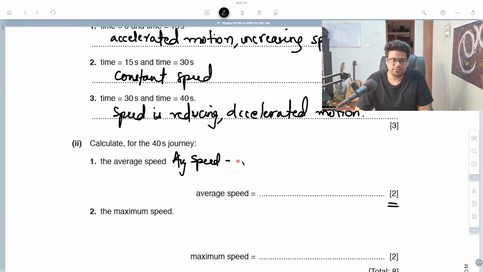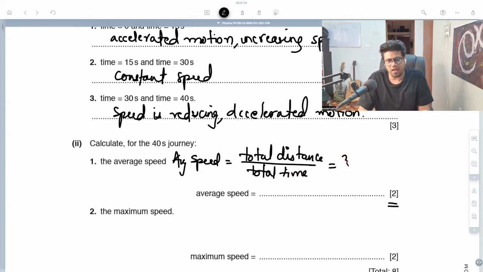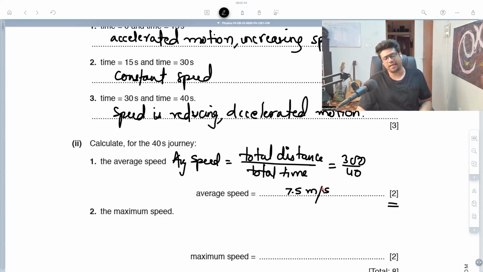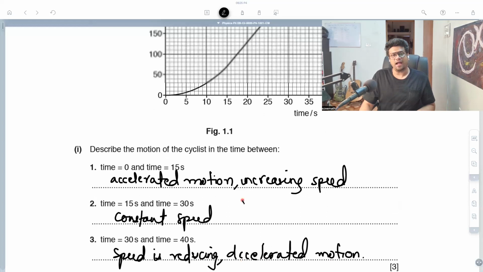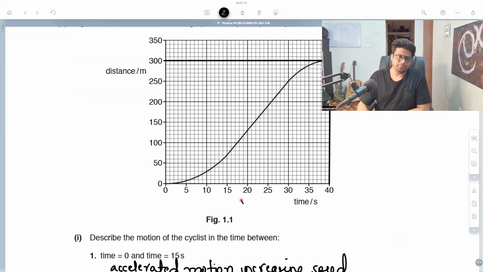Average speed is going to be total distance divided by total time. So we go 300 divided by 40. I think it should be 7.5 meters per second. That's your answer. Maximum speed. Okay, that we're going to have to see.